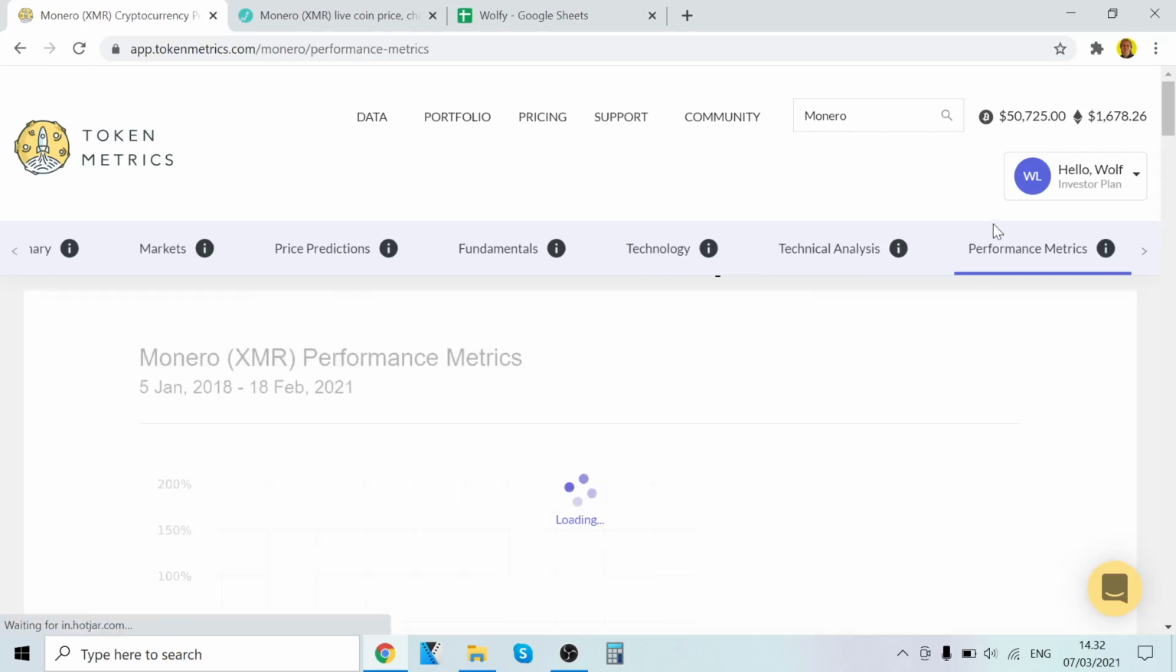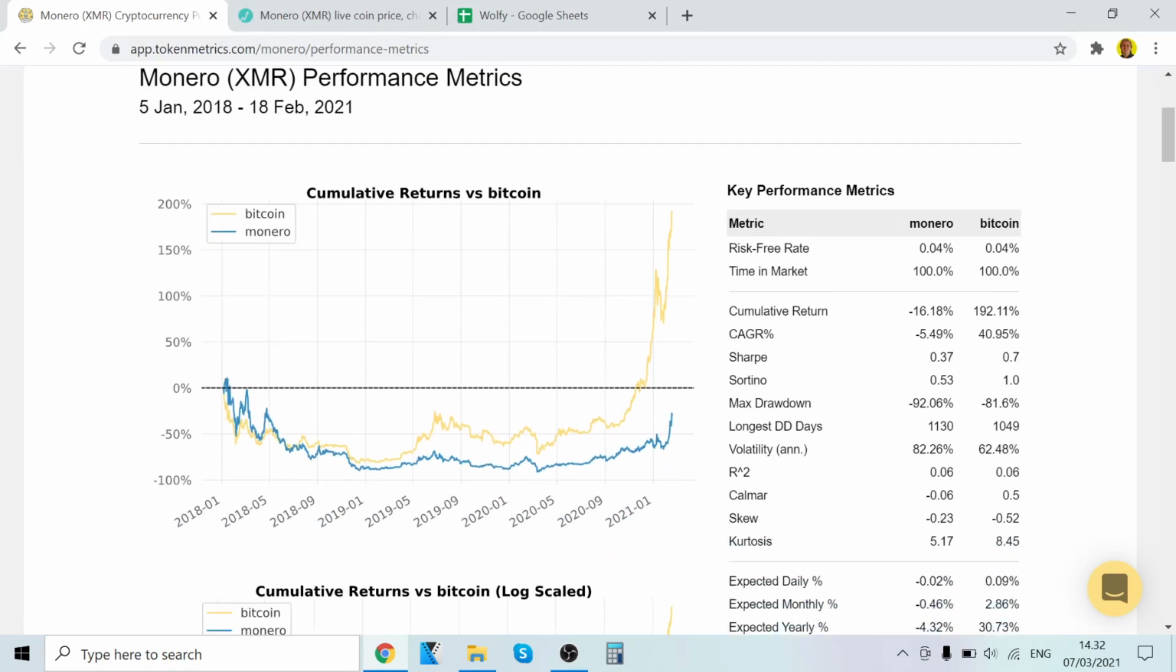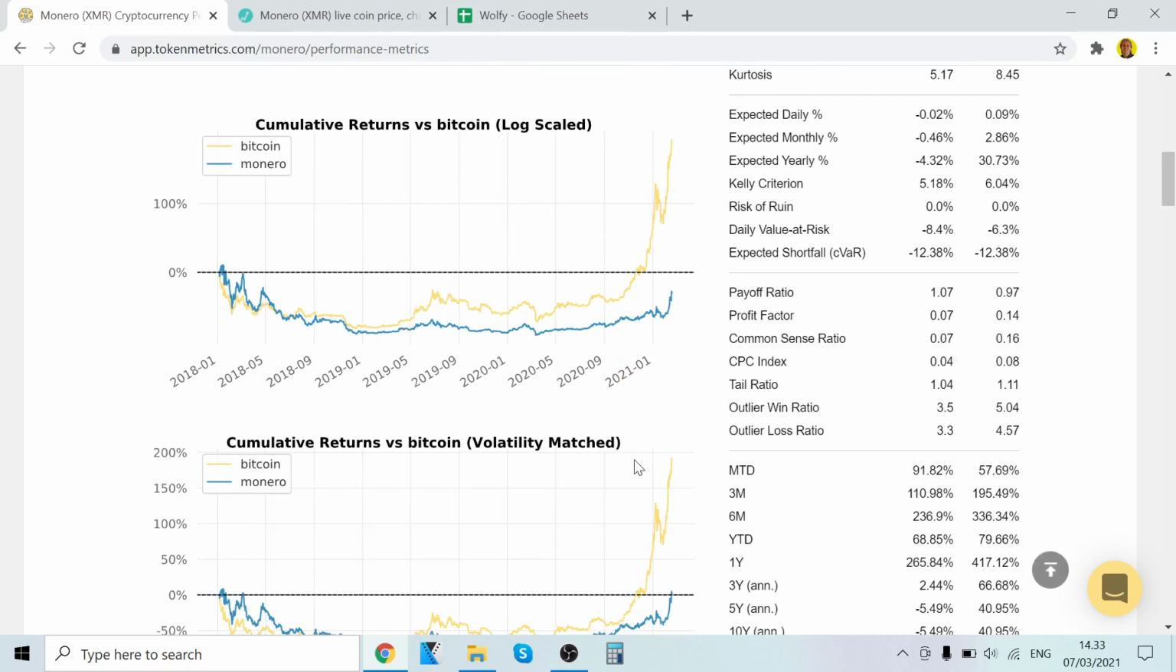Also, let's check out the performance metrics here. So here you can see cumulative returns versus Bitcoin. You can see it would have been just better to invest in Bitcoin. Okay, because we are on cryptocurrencies, we are here because we want to make money, right? So what's the point of investing in other coins if you basically just want the coin that makes you the most money? So Bitcoin would have made you more money than Monero currently.